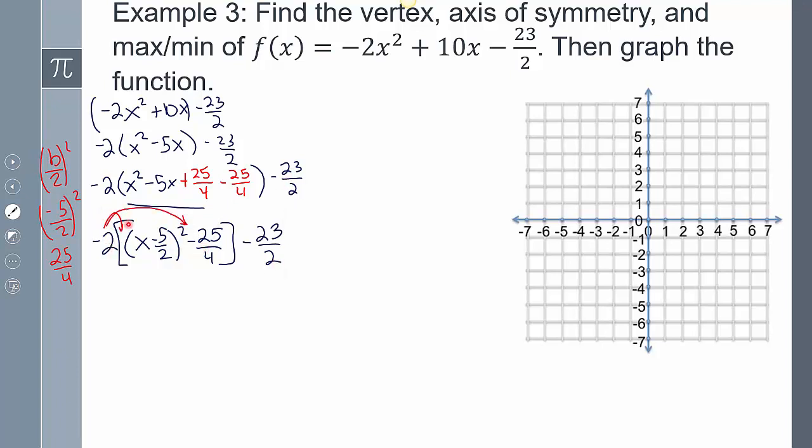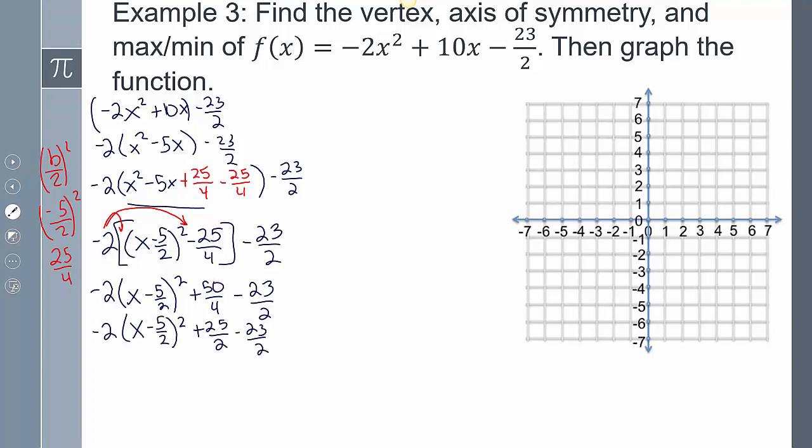So now I have to distribute this negative 2 to both of these. And so negative 2 times all of this, so I have that there. Negative 2 times this, I get this 50 over 4, but that reduces into 25 over 2, and so now adding those together, that's going to turn into a positive 1.